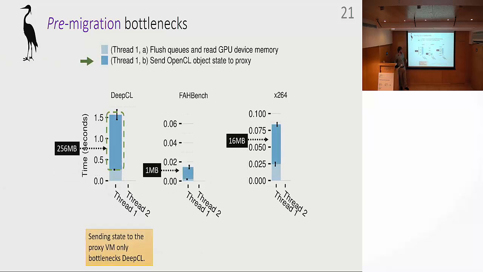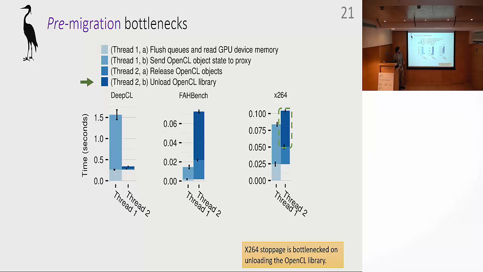Then we have to send any state to the proxy. It turns out for DeepCL, this is the largest bottleneck, but it is not the largest bottleneck for other applications. It turns out that for X264, where stoppage time matters the most, the bottleneck is actually unloading the OpenCL library.